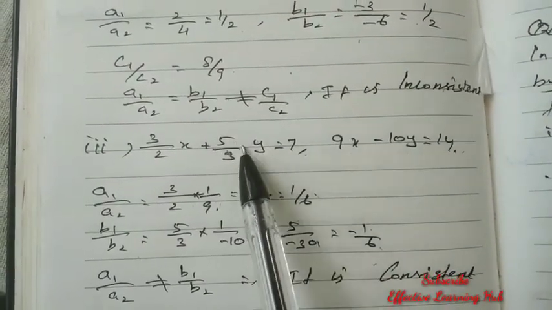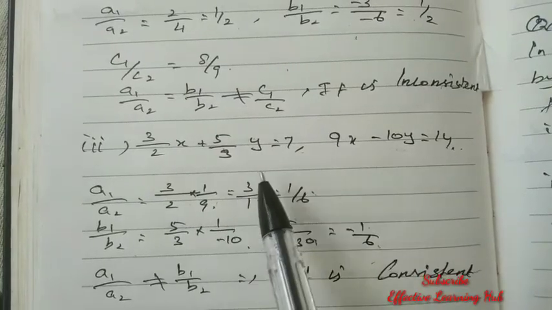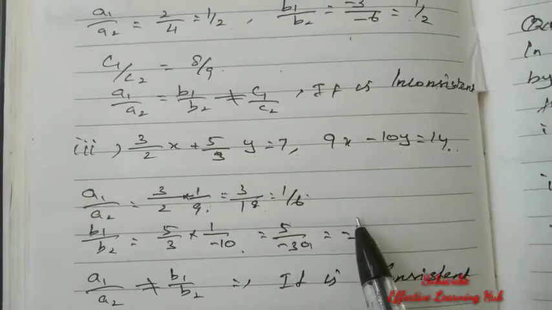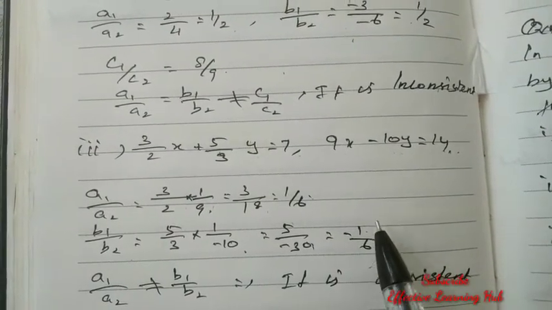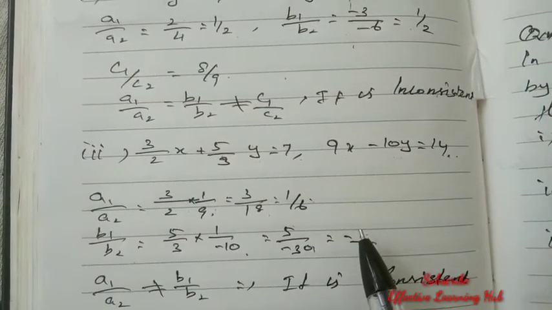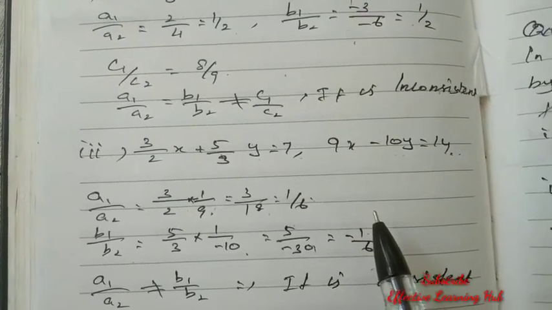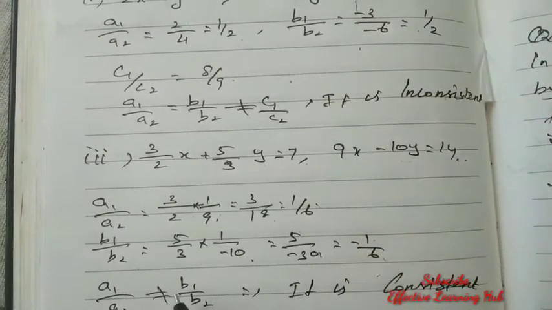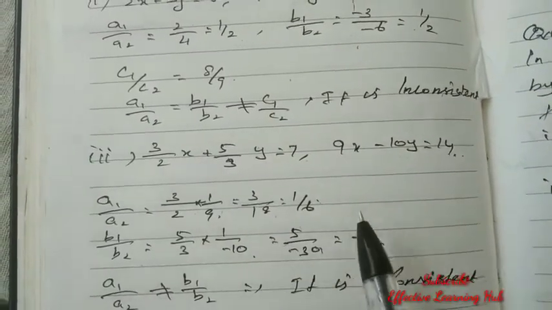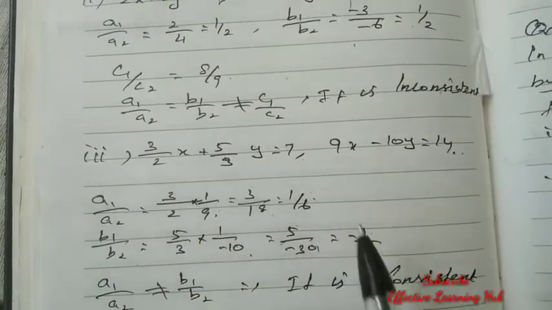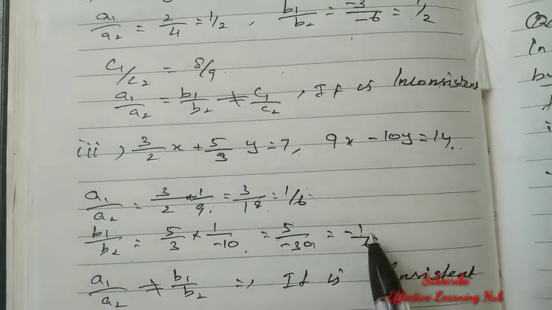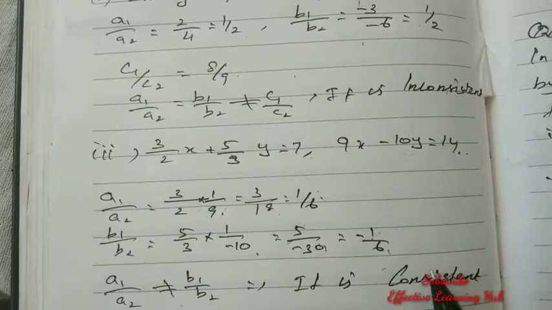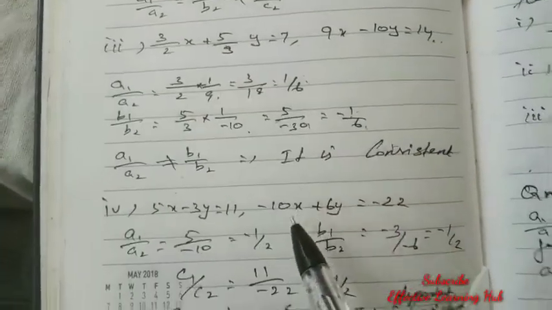Suppose a1 by a2 and b1 by b2 are not equal, it means stop. Don't continue for c1 by c2. Suppose they are equal, it means continue to c1 by c2. Here a1 by a2 and b1 by b2 are not equal: a1 by a2 is 1 by 6, b1 by b2 equal to minus 1 by 6. So not equal. It is consistent. Right.